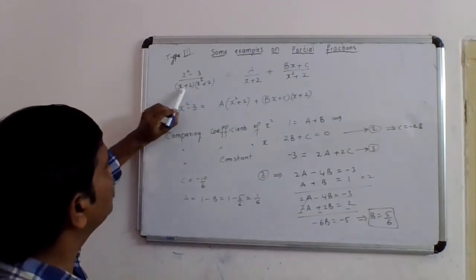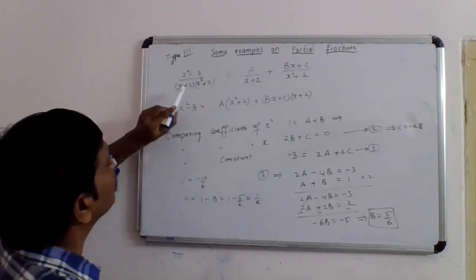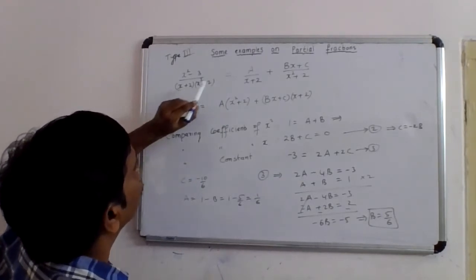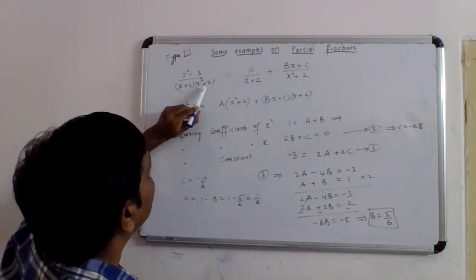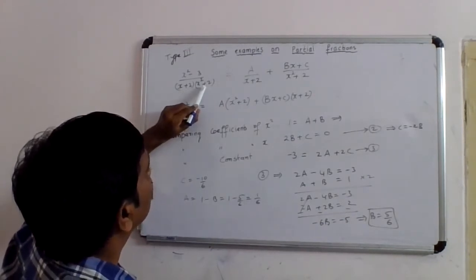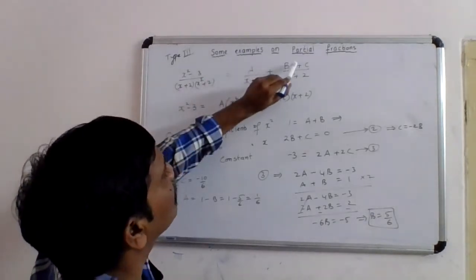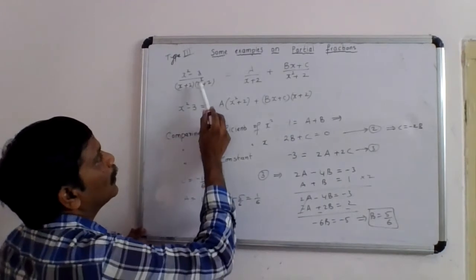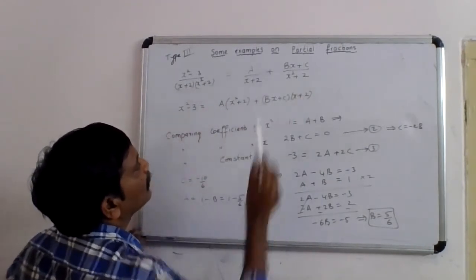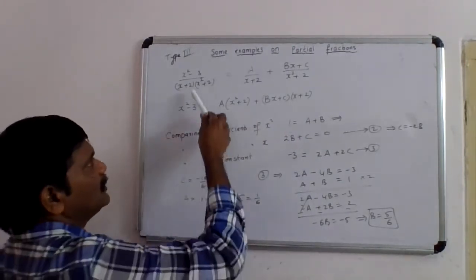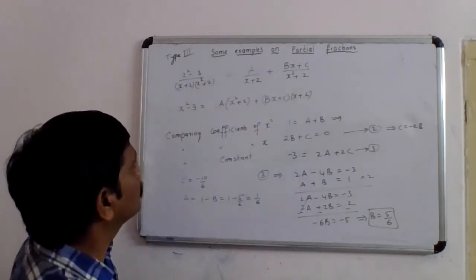You know that for every linear factor, while resolving into partial fractions, we require a constant in the numerator, A by x plus 2. This is a second degree expression, and while splitting, we require a first degree expression in its numerator, one degree less than it. So for a nonlinear factor, a general expression one degree less should be written in its numerator.